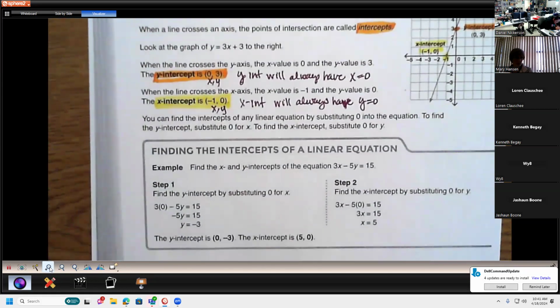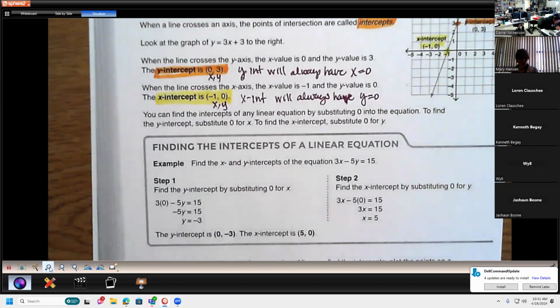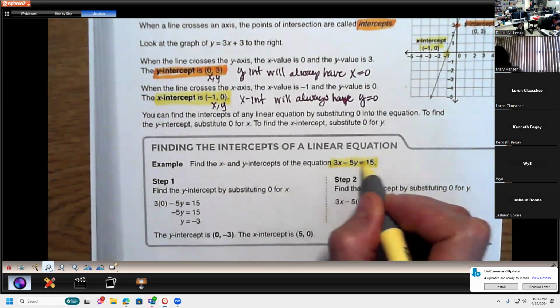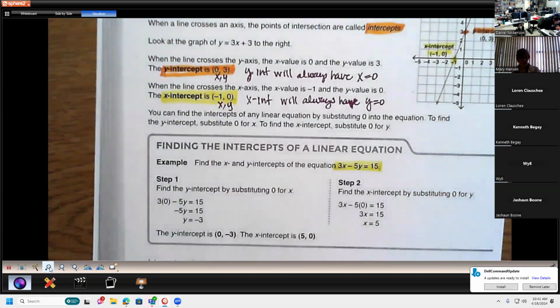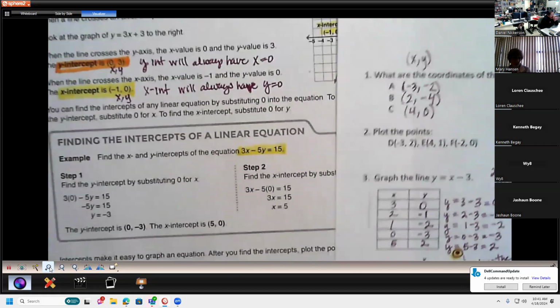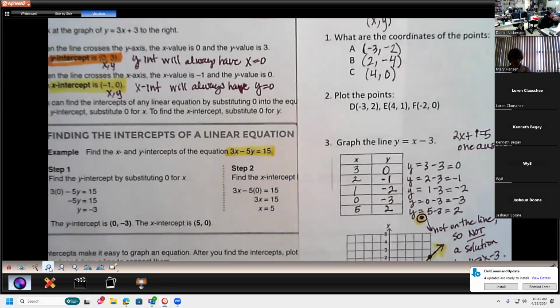So when we look at this first example, the equation is 3x minus 5y equals 15. Can anyone tell me, how does that equation look different from the equations we were working with in the warm-up and on Tuesday? Anybody notice a difference between that equation and number 3?